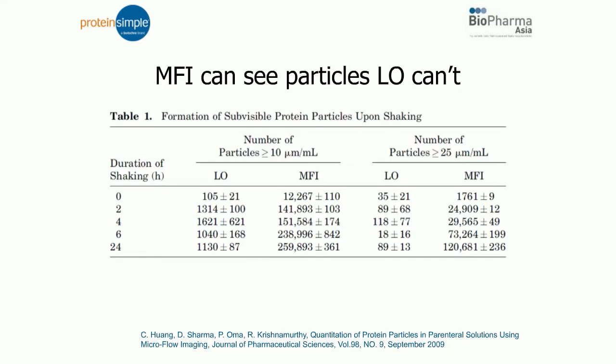And this is really well illustrated on this next slide, where this is another study that was done, and protein aggregates were induced by shaking, and then the samples were measured over a time course using both light obscuration and microflow imaging. And it's striking to see that MFI actually sees far more particles than light obscuration sees in these samples. Actually, light obscuration really fails to see any sort of trend over this time frame, whereas MFI sees a clear increase in the number of particles.